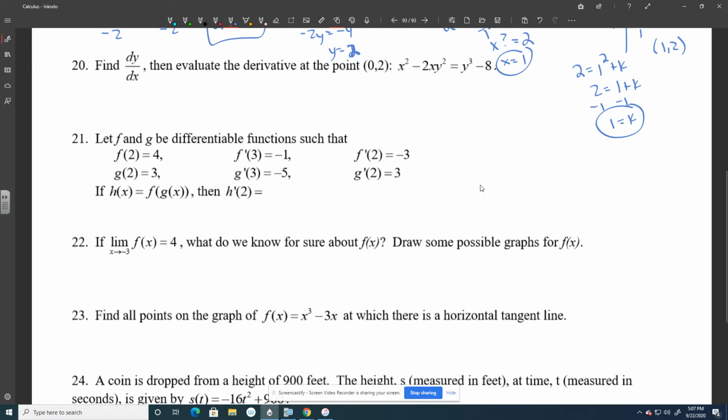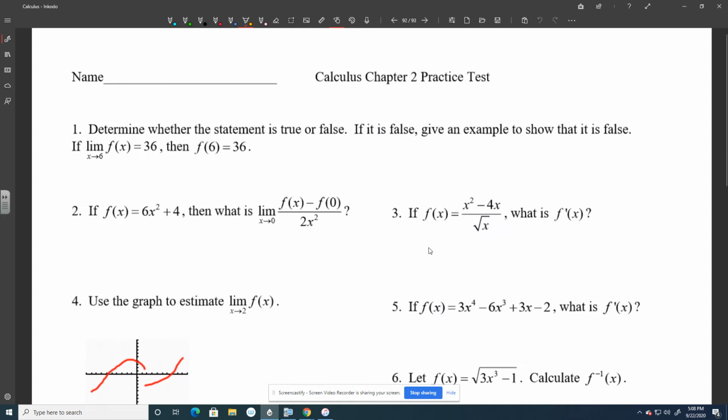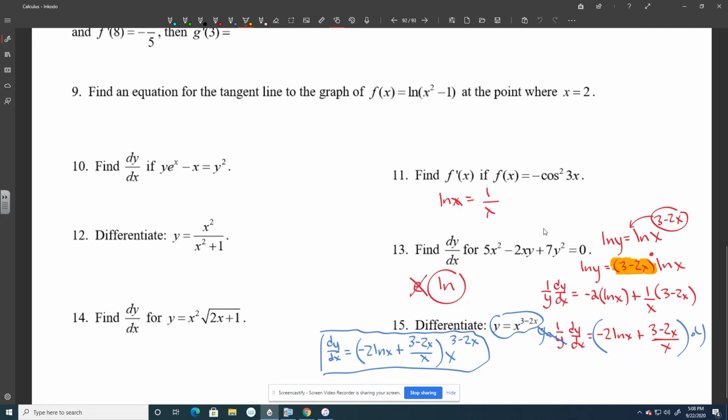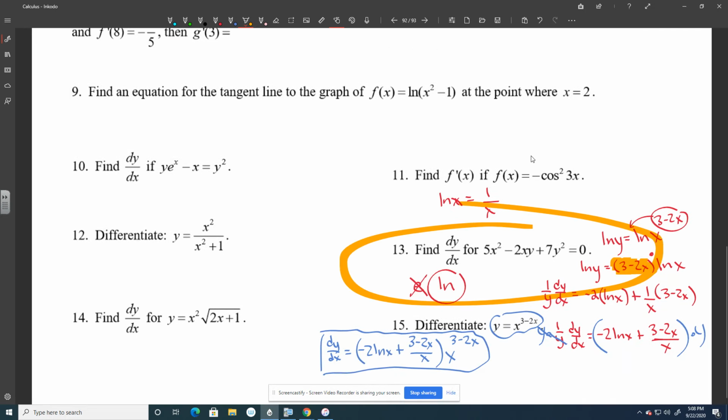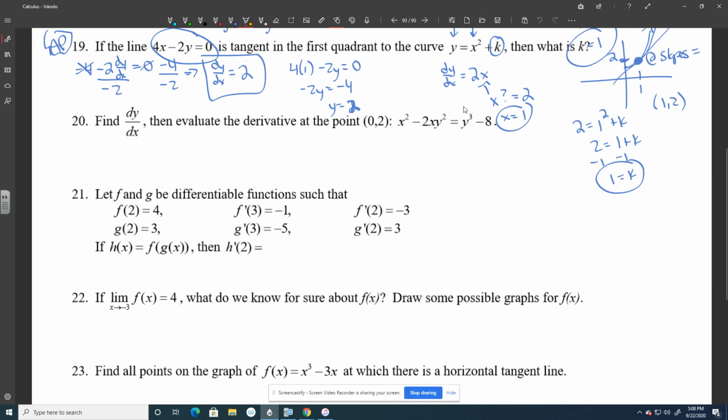All right, number 20. Find dy dx, then evaluate the derivative at the point 0, 2, and it gives me another implicit function. So it really wants us to practice these functions this way. So I'm going to take the derivative of this right here. And it looks a lot like what we did earlier. I think it was on the last page. This one right here, number 13. In fact, it's really, really similar to number 13. Close enough that, well, we'll do it anyway.